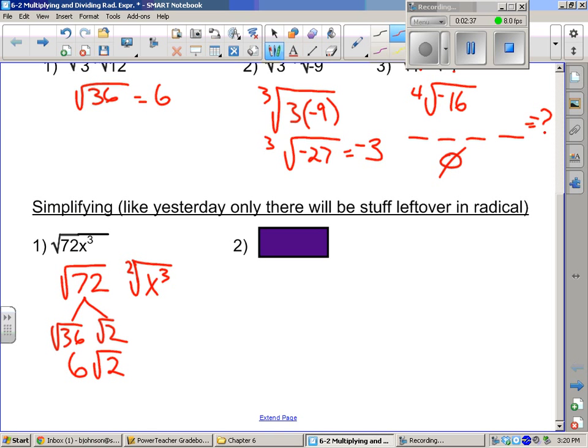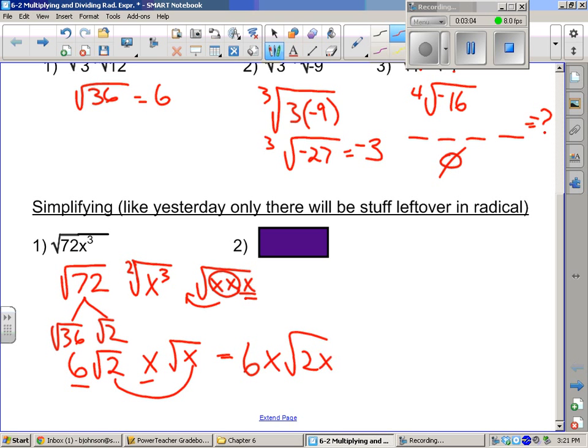Before we would just take that exponent and divide. Right, so I can take these 2 out, and they become an x. This poor little guy doesn't have a buddy to go outside with, so he has to stay in the house. So this is what we have. Now you can put your outsides together to make 6x, and you can put these 2 together by the rule we just learned, and we'll leave it as 2x under the radical.